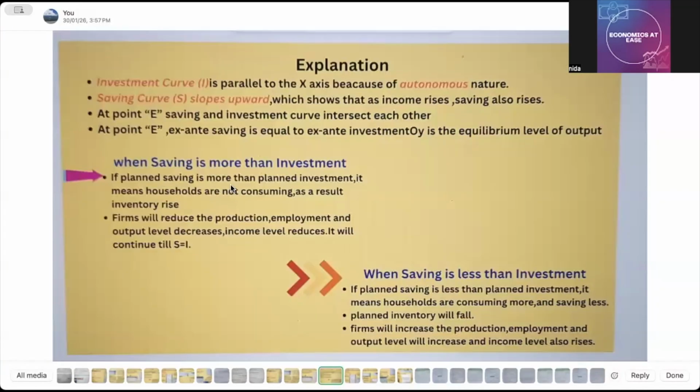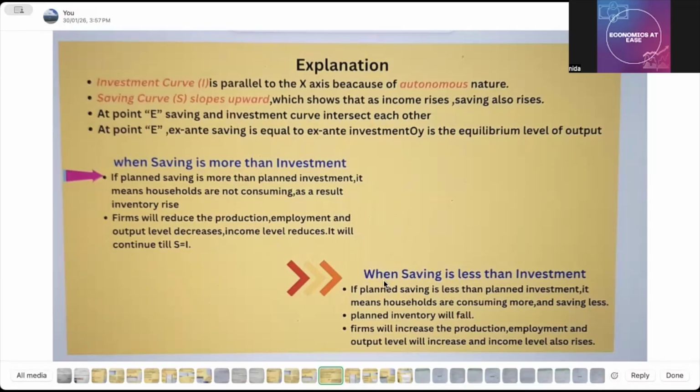Now the question may ask: when saving is more than investment, then what happens? If planned saving is more than investment, then households are not consuming. As a result, inventory rises, due to which the firms have to reduce production, and employment will reduce. Output will decrease and income also reduces, and it will continue till S equals I.